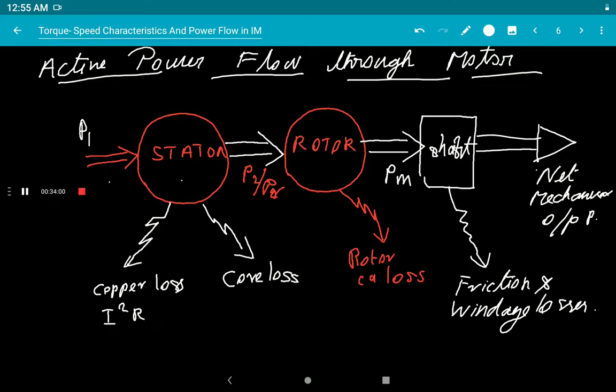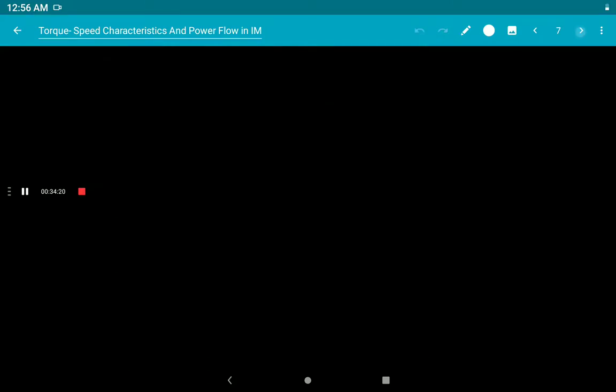that is converted to mechanical power, the developed mechanical power on the rotor. And since the frequency of the rotor current is low, we are neglecting rotor core losses, and a part of the mechanical power developed goes to friction and windage losses, and the remaining is the power output. Okay, now what will be the stator input?